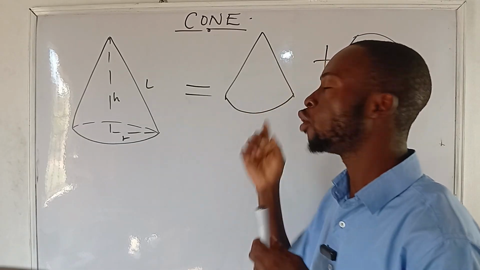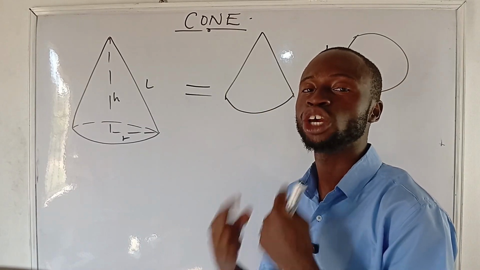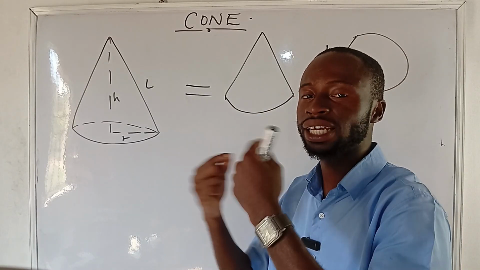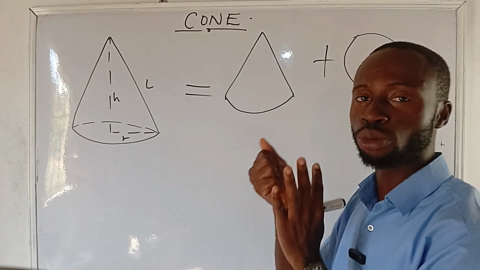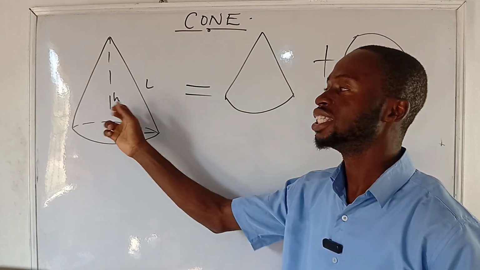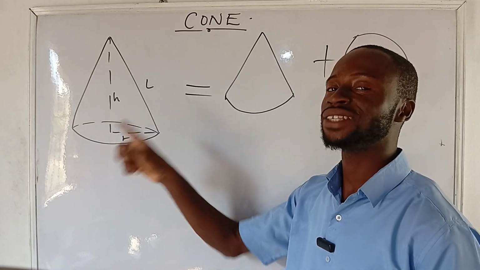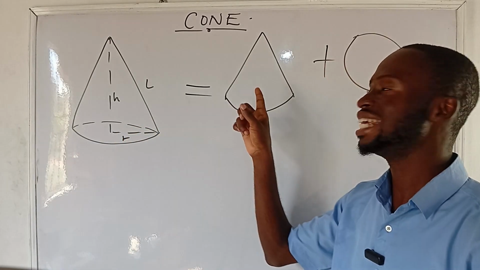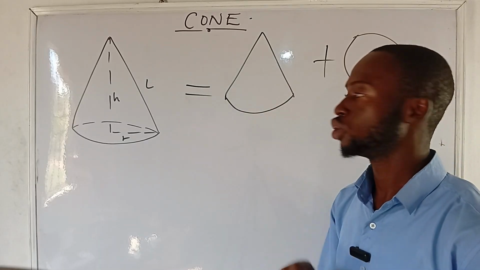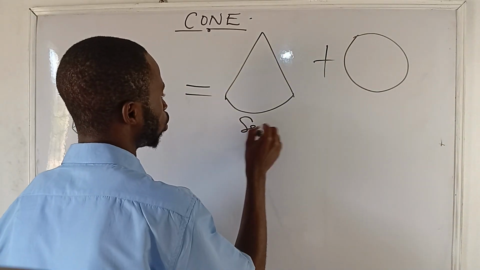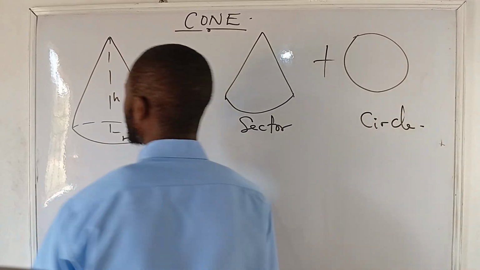If I fold this, you notice that it looks exactly like a cone, like a cone for ice cream. If I fold this, then cover the bottom with a circle, I have this cone that I have on the board. So a solid cone is made up of what? A sector and a circle. So sector plus circle will form a cone.